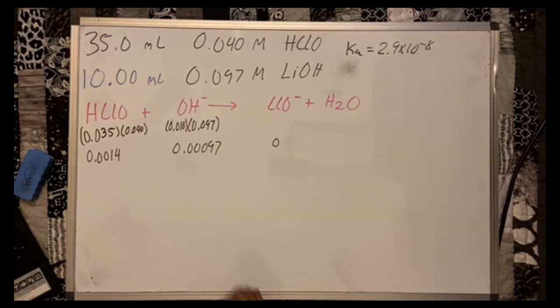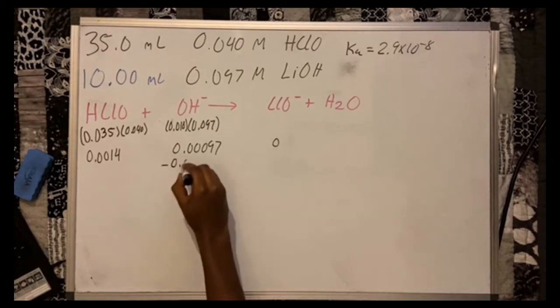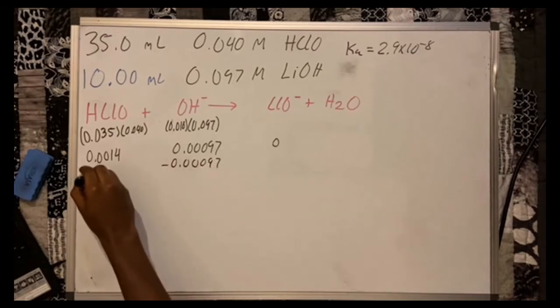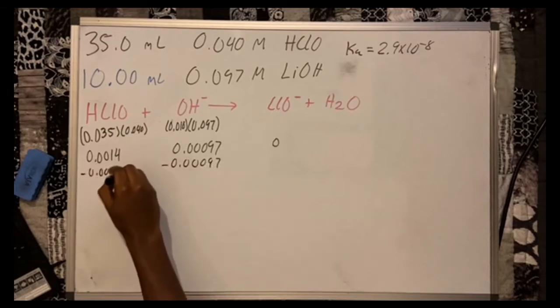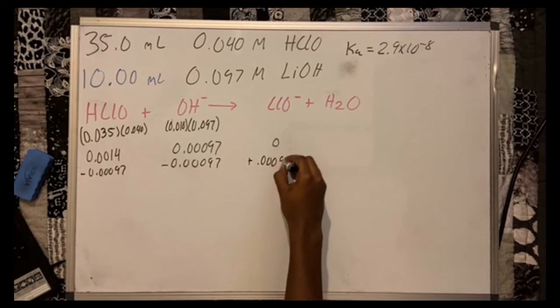All right, here's our limiting reactant thing again. So this is the smallest one, so I'm going to subtract this from everything. 0.00097 minus 0.00097. And then on this side, because it's a product, I add the 0.00097.